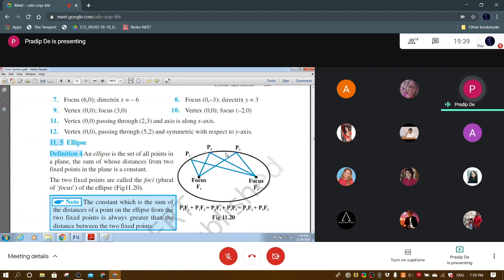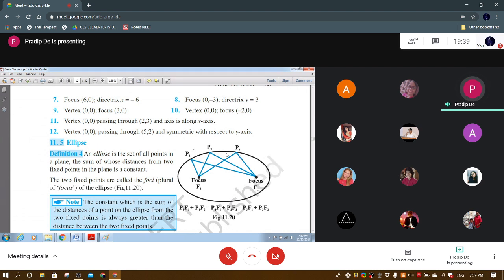The path that will be traced out will be an ellipse. So what is an ellipse? It is the locus of a moving point P, which moves on the plane in such a way that the sum of the distances from the two fixed points F1 and F2 is always constant.